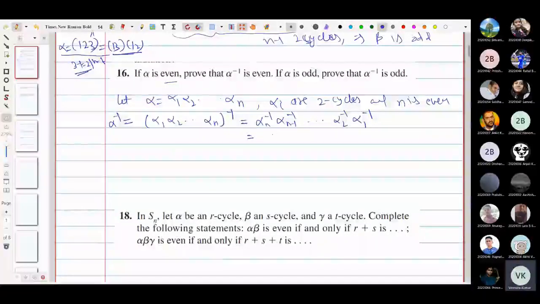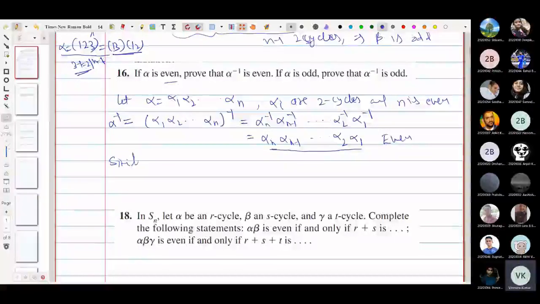There is no problem. So alpha n inverse is nothing but alpha n, alpha n minus 1, and so on, because 2 cycles are always self inverse. So if n is even, it means that this is the product of an even number of 2 cycles. So this is going to be even again. So when alpha is an even permutation, then its inverse is also going to be an even permutation.